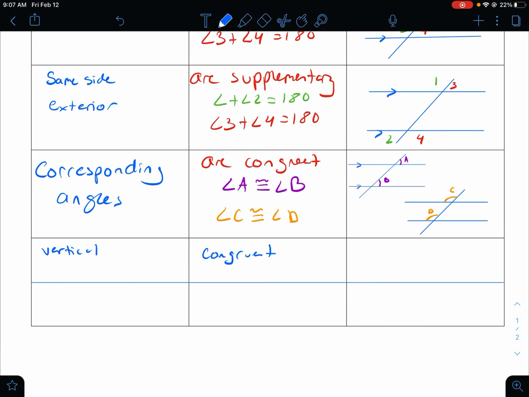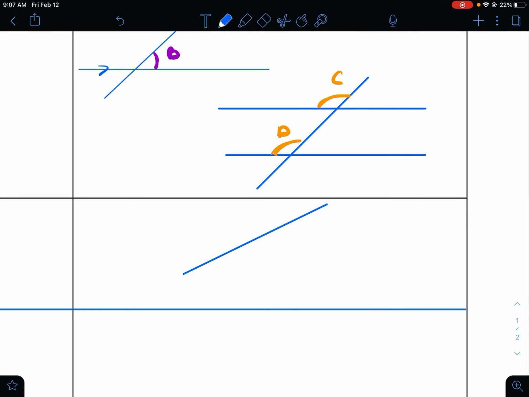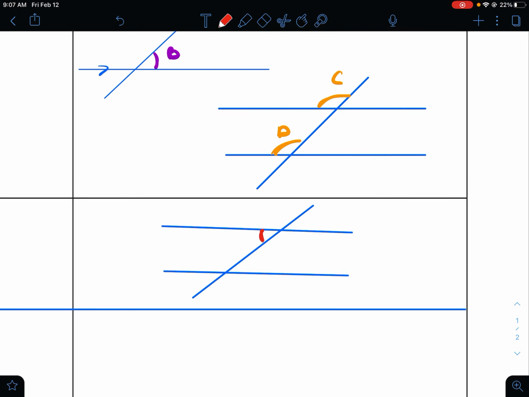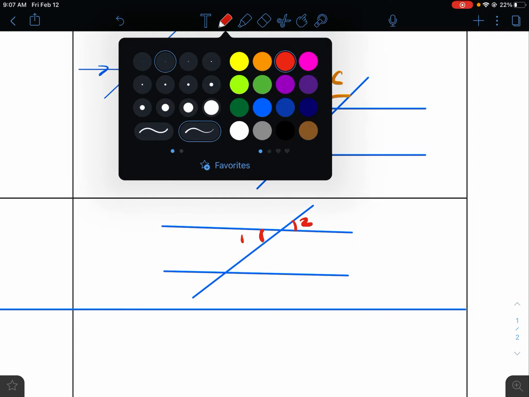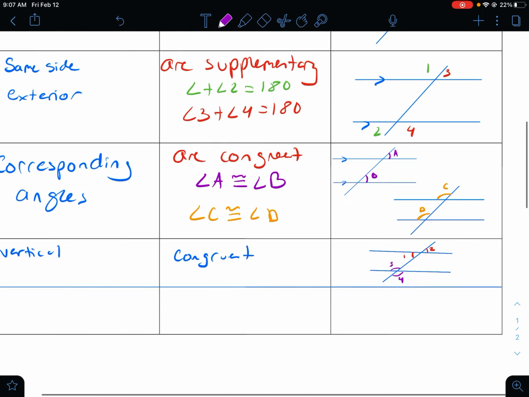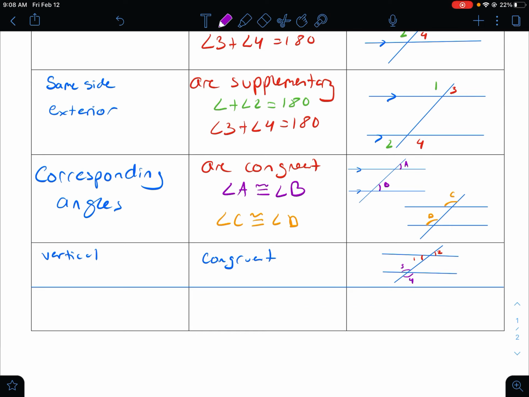And we know that vertical angles will happen when they're right across from each other. So here, let's draw that in there. We do this. Vertical angles might be this. So we could say angle 1 and angle 2. We could say angle 3 and angle 4. All right. So we know that vertical angles are congruent.